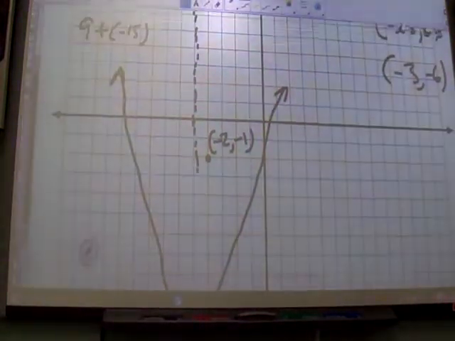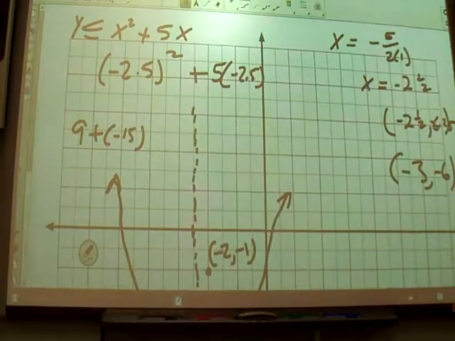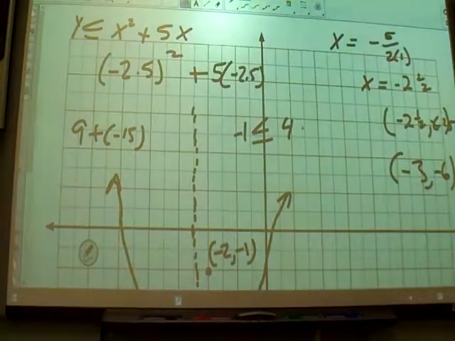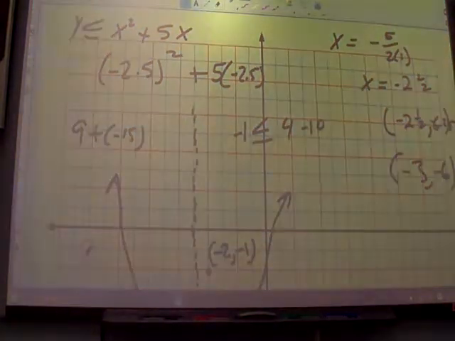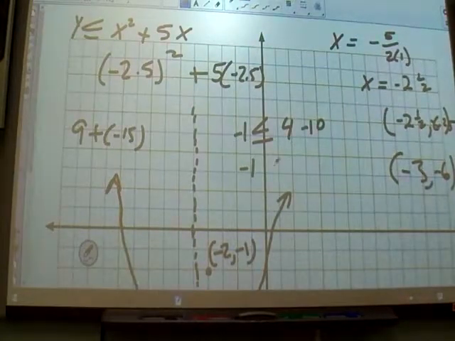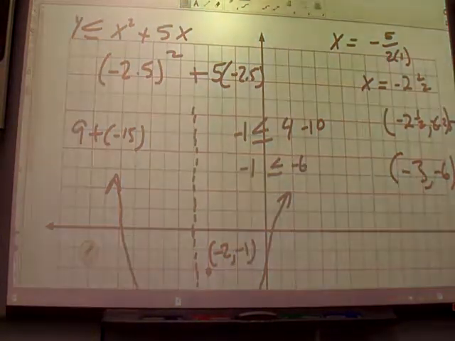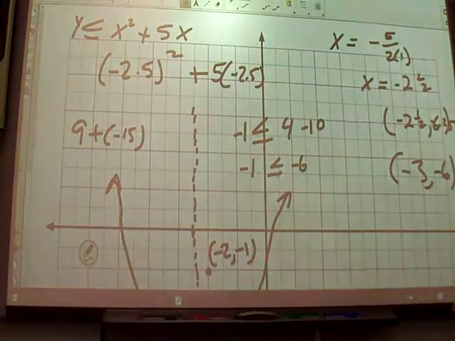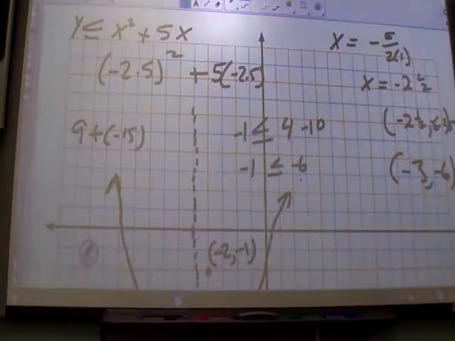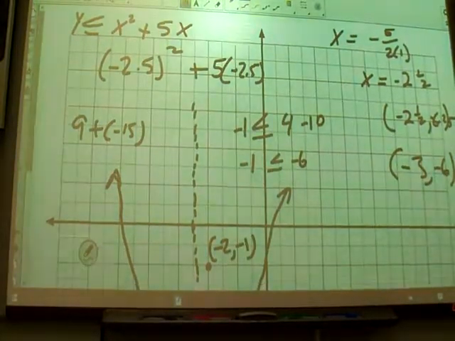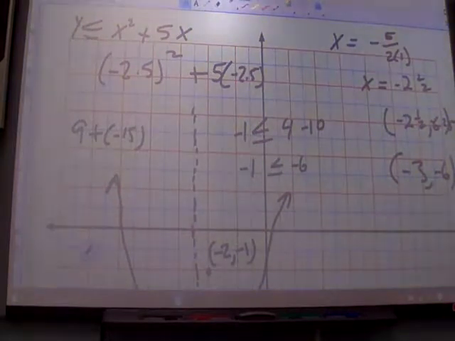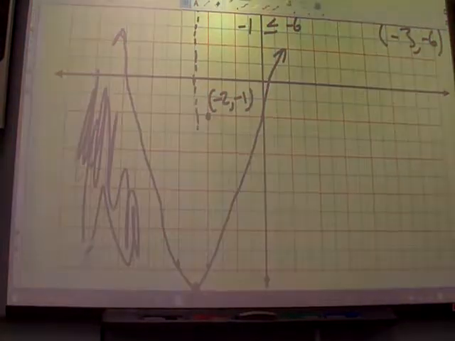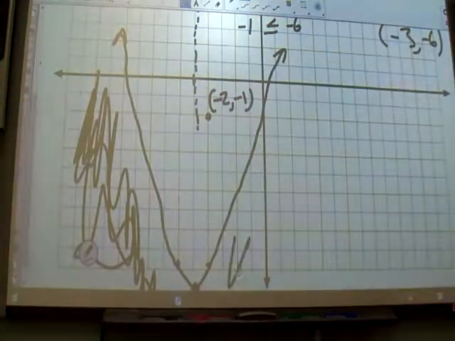So I'm going to plug in negative 2 for x and negative 1 for y. Negative 1 is less than or equal to negative 2 squared, which is 4, plus 5 times negative 2, which is negative 10. So I have negative 1 is less than or equal to negative 6. Good, I wanted this. We finally got a different answer. Is negative 1 less than or equal to negative 6? No, that's false. So that means I cannot shade inside. I shade outside like Chloe said, so it's going to look like everything that's not in the parabola.